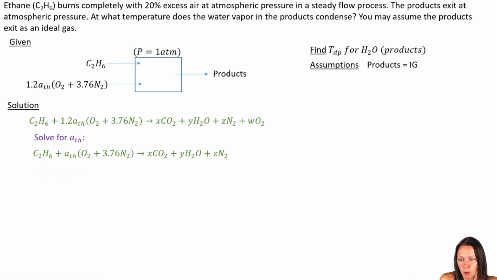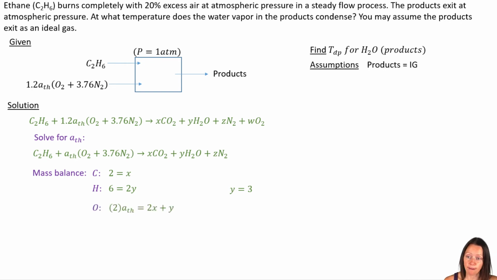Okay, so if I do my mass balance, for the carbon, I've got 2 on the left-hand side. I've got X on the right-hand side. For my hydrogen, I've got 6 on the left-hand side. I've got 2Y on the right-hand side. And for my oxygen, I've got 2 times the theoretical amount of air. And then on the right-hand side, I've got 2X plus Y. So my Y is in the H2O. And since I know X and Y, I could solve for the theoretical amount of air.